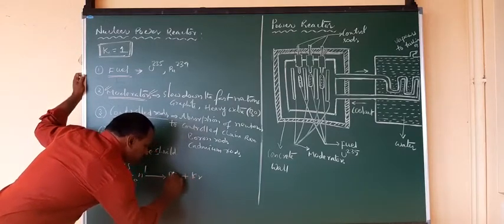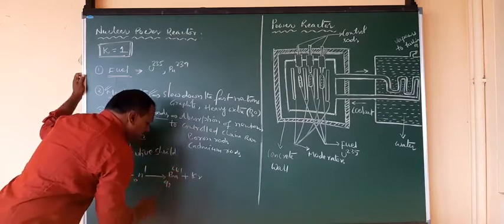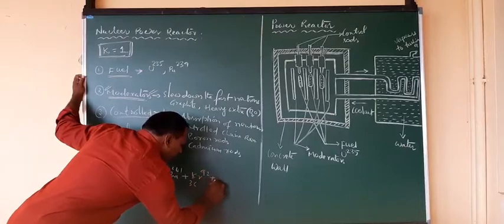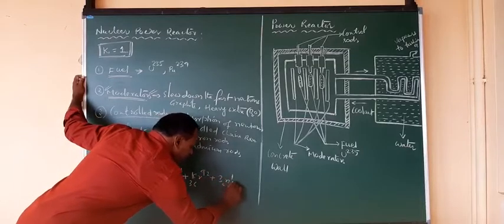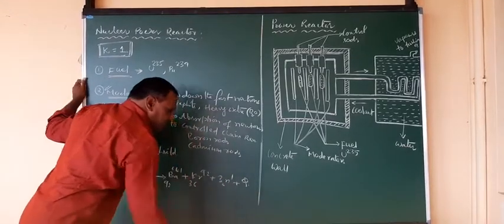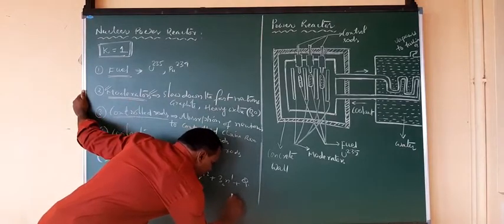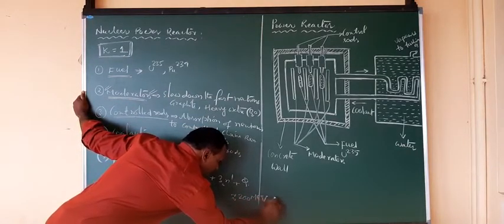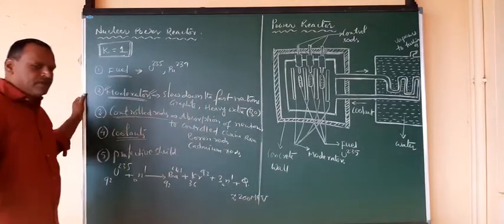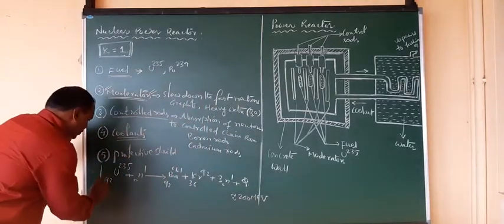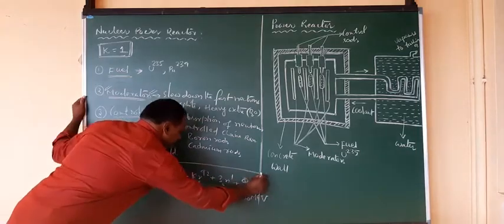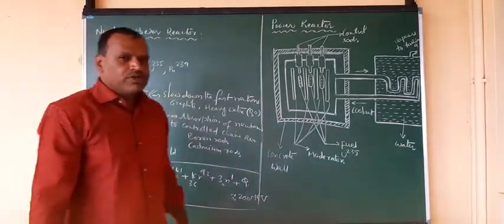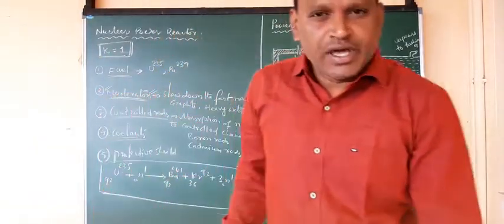Barium is 92, 141 and krypton is 36, 92 along with the 3 neutrons, plus energy. This energy is approximately how much? You can write 200 million electron volts of energy you can get. Right? So this is the nuclear reaction which can take place in this power reactor when we are using uranium-235 as a nuclear fuel.